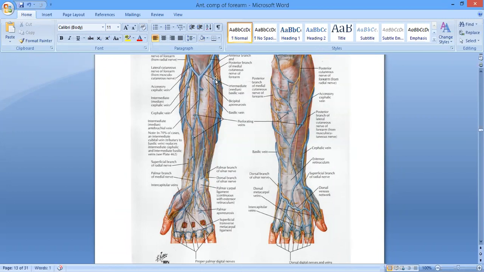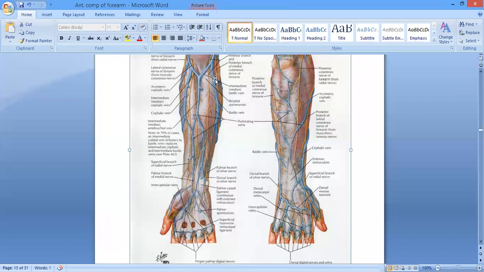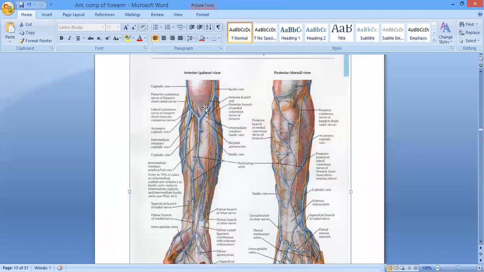And here it is going to ascend up to the cubital fossa here. ठीक है जी? And in the cubital fossa, it is going to get this communicating channel from the cubital vein, and then it is going to ascend along the medial aspect of the biceps muscle. ठीक है? Medial aspect of the arm, and is going to ascend up into the arm.